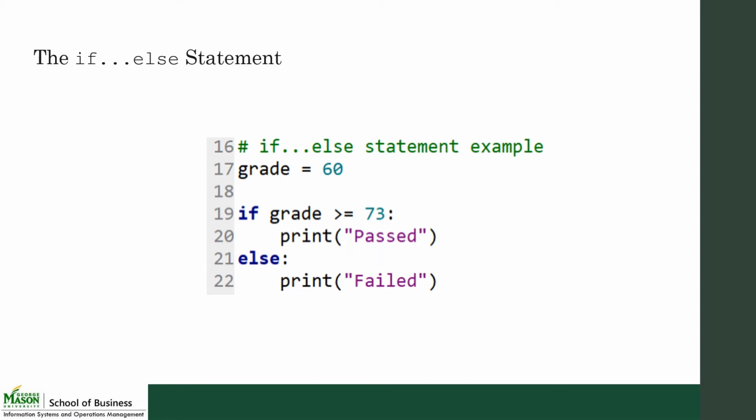Here's an example of an if-else statement. This is similar to the simple if statement example, but now an else clause is included. The else clause contains a header with the keyword else, followed by a colon. There are no other statements or expressions that are included in this line.